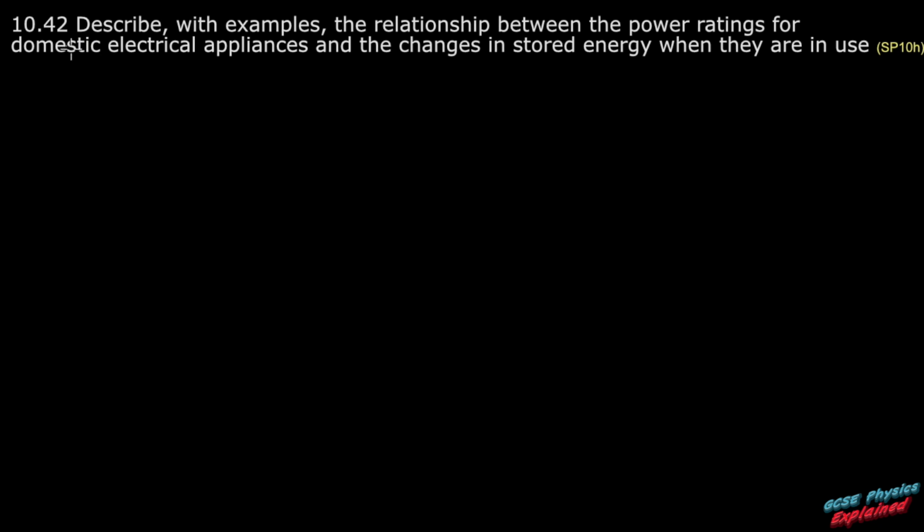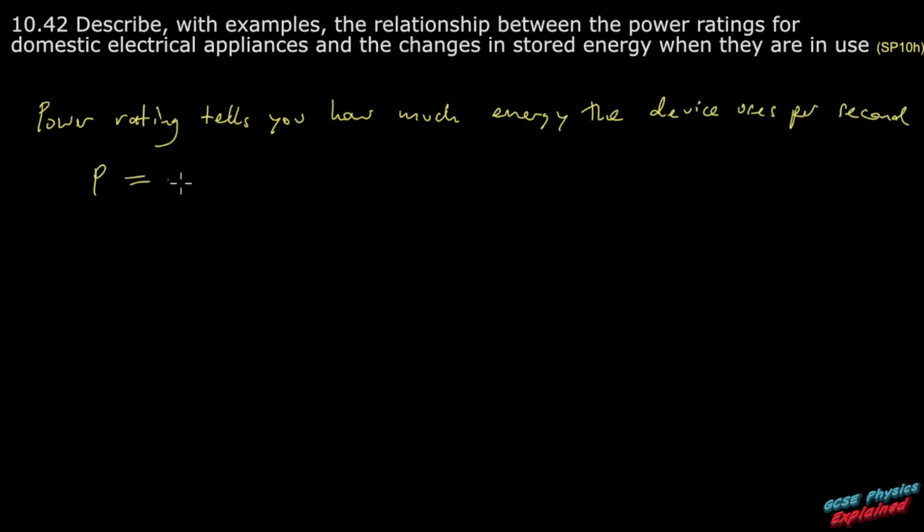And finally, 42, the last thing that you need to know about electricity. Describe with examples the relationship between the power ratings for domestic electrical appliances and the changes in stored energy when they are in use. Well, remember, the power rating tells you how much energy per second something uses. Power equals energy transferred over time. So the greater the power, the more energy it uses per second.